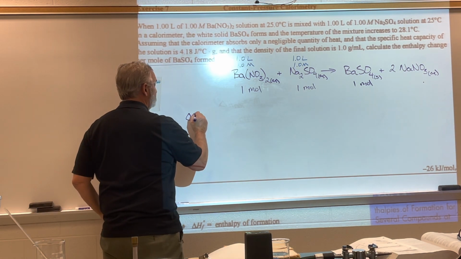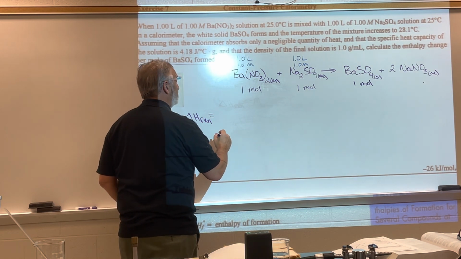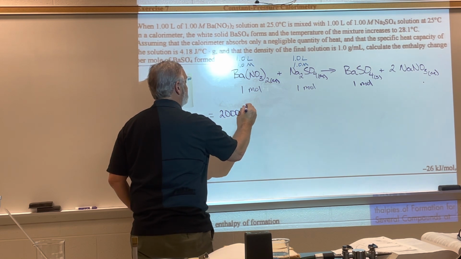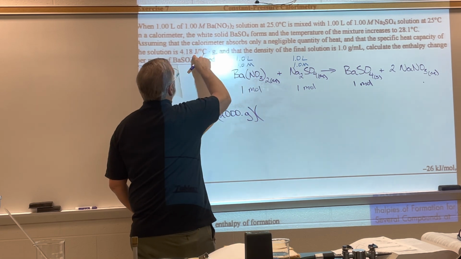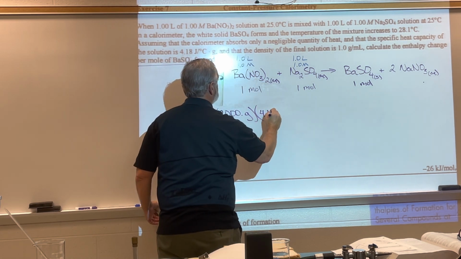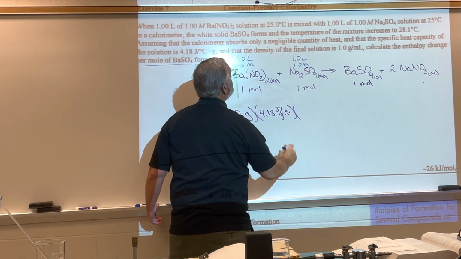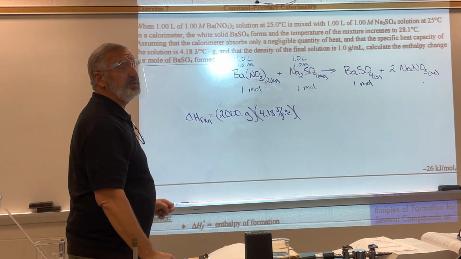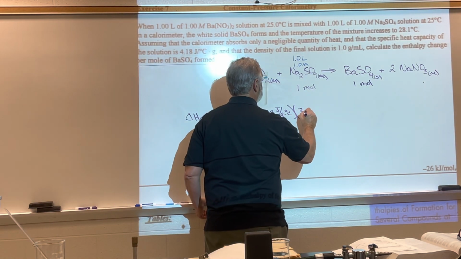So my delta H of the reaction is going to equal m c delta T. And so the mass of the solution we just said was 2,000 grams. Specific heat, they say assume 4.18. Then the change in temperature, the solution went from 25 to 28.1. So 3.1 degrees positive.